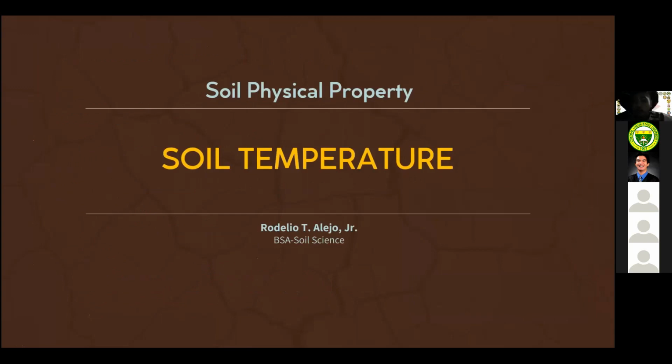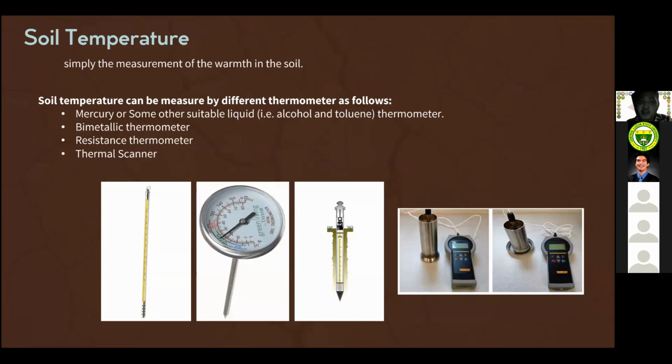Then we have the soil temperature. Soil temperature is simply the measurement of the warmth in the soil. Soil temperature can be measured by different thermometers as follows. We have the mercurial thermometer, or because of some restrictions, di ba, restricted na yung paggamit ng mercurial thermometer because of the mercury, which is highly toxic. So it can be alcohol or toluene thermometer.